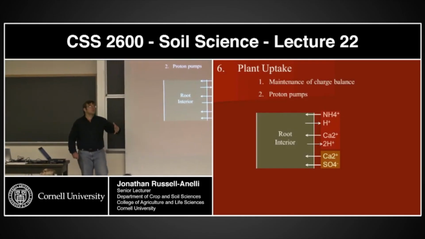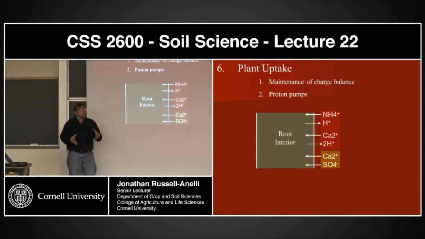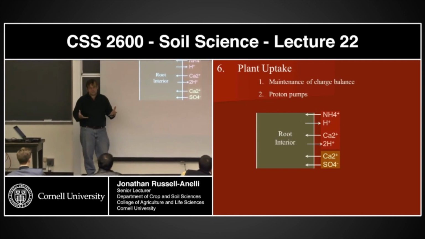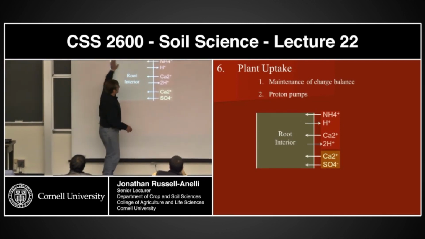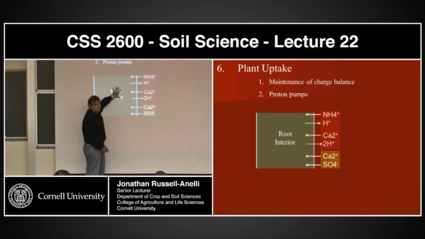All right, the next one is plant uptake. And this is one that most of us haven't ever thought about before. But what we have here is a plant, and the plant needs to be able to bring nutrients into its cells. Here's my root, and here are my cell walls in essence. So imagine this is a root cell.